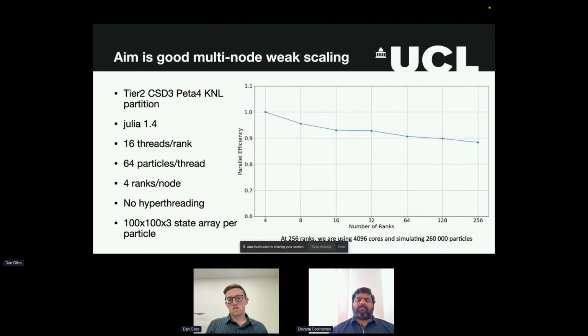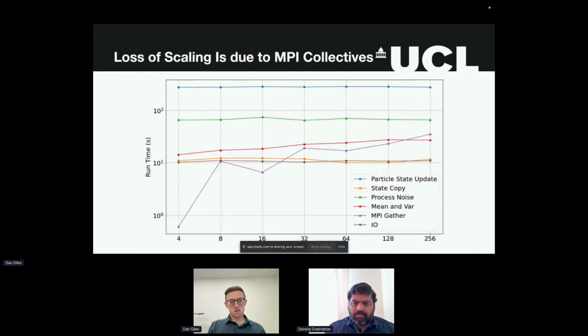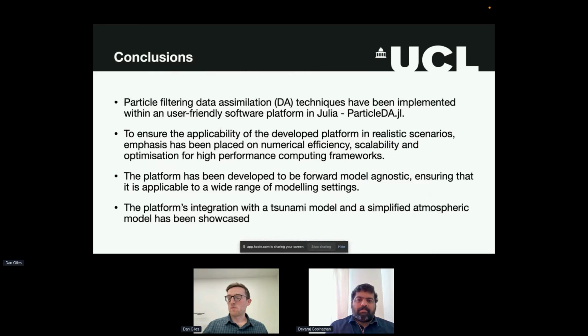So where does the performance degrade? As I was alluding to earlier, it's in these MPI gather and collective calls. The MPI gather here is denoted by purple. As we increase the rank on the x-axis, we can see the purple line, the runtime for the MPI gather, drastically increase, whereas most of the other function calls keep quite consistent runtimes. So that's an overview of the high performance aspects.